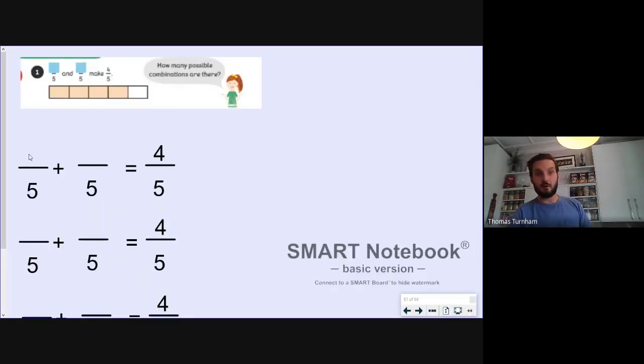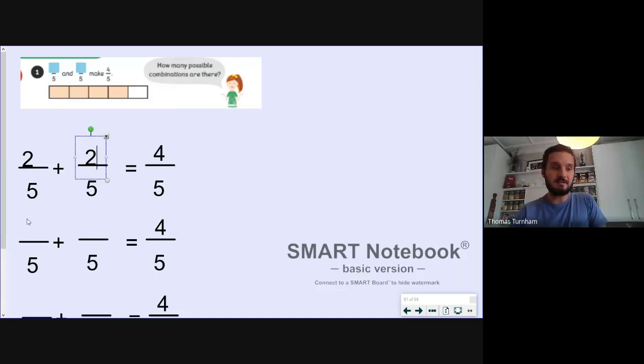So probably lots of you are saying, oh, well, that's easy. One of them could have 2 fifths, and one of them could have 2 fifths, and that equals 4 fifths. Everyone's happy. Yeah, absolutely. Nice equal split. We can split those 4 bars of chocolate into 2 equal parts. Great. Are there any other ways we could do it? Pause the video and have a think.